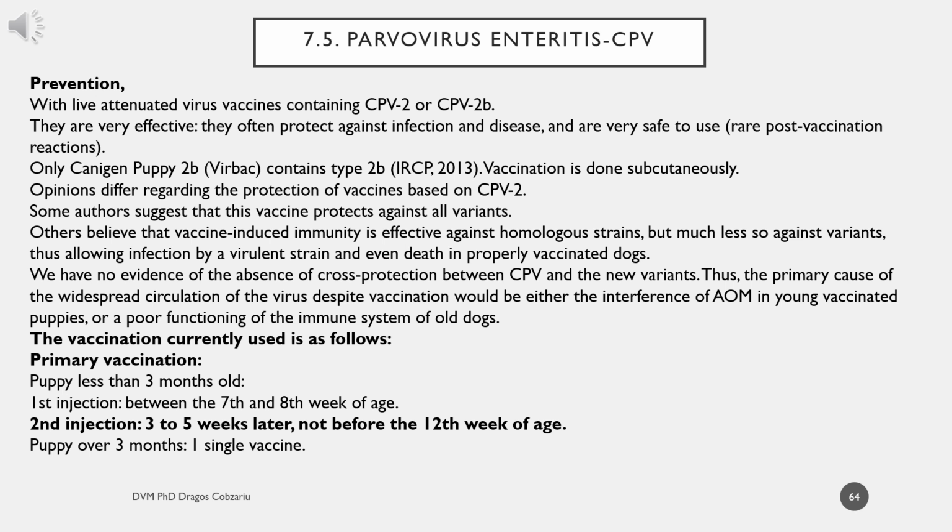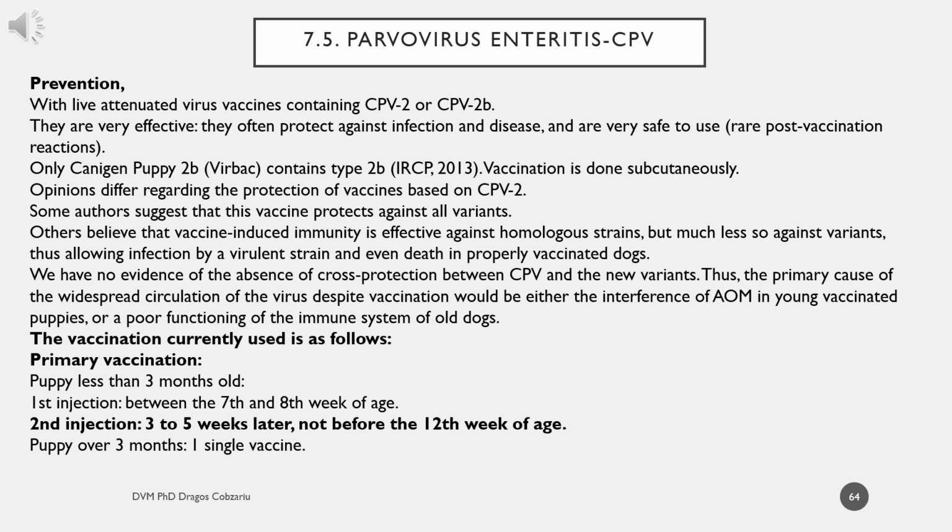Some authors suggest that this vaccine protects against all variants. Others believe that vaccine-induced immunity is effective against homologous strains, but much less so against variants, thus allowing infection by a virulent strain and even death in properly vaccinated dogs. We have no evidence of the absence of cross-protection between CPV and the new variants.